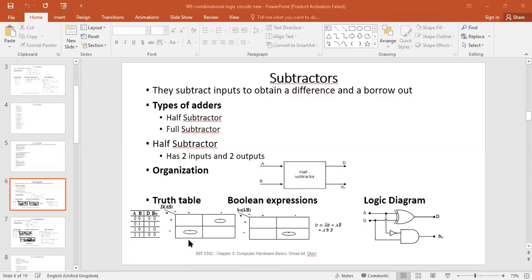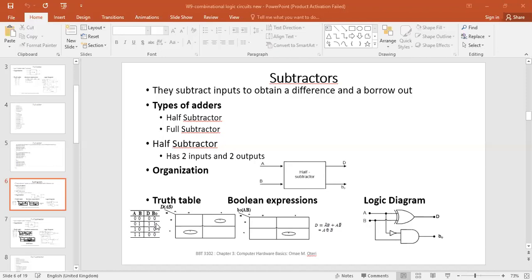Remember we did subtraction at some point, and we had seen that 0 minus 0 is 0, you borrow 0. Then 0 minus 1 is 1, with a borrow of 1, and 1 minus 0 is 1, with a borrow of 0, and 1 minus 1 is 0, with a borrow of 0. If you compare that truth table with the one of the half adder, you realize that the difference and the sum are basically the same. Even the sum here was 0, 1, 1, 0, and that was implemented using A bar B or A B bar, which I explained last time how it comes about.